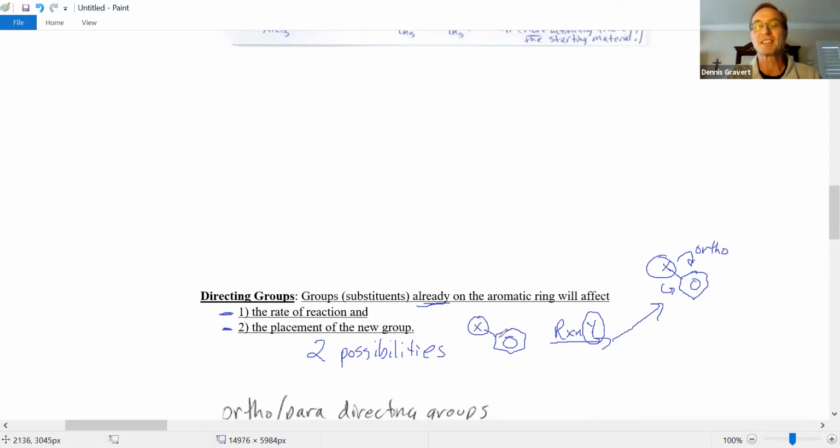So you got group X on the ring. It says, okay, new group, I want you to go next to me or across from me. That's one type of directing group. We call those OrthoPara directing groups or OrthoPara directors, OP for short. There's another set of groups, group X, that does what? It sends the incoming group meta.